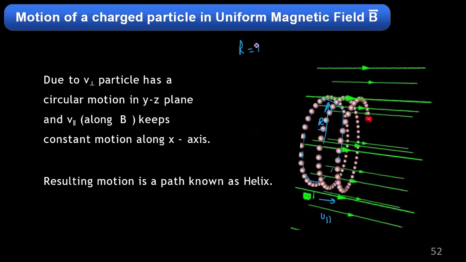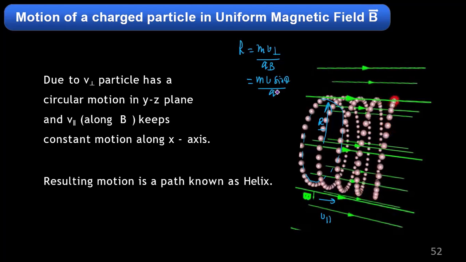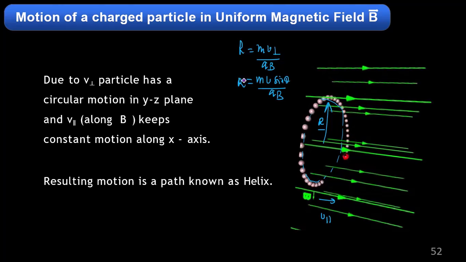So what is r? r should be equal to m into v perpendicular by qB. Same formula I am using. Only thing is that instead of writing v, you should write v perpendicular. What is that component? That is m v sin theta by qB. So that is the new radius.